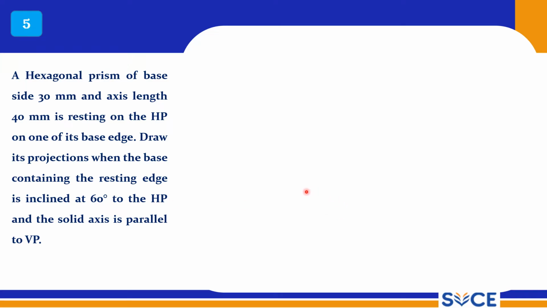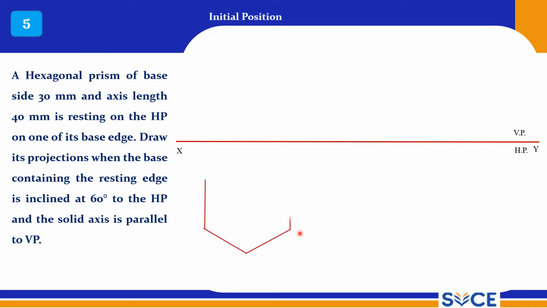So the base itself is making 60 degrees to HP. So that is the slight change from the earlier problem to this problem. And the solid axis is parallel to VP. Now it is a hexagonal prism resting on a base edge. So on the right hand side you draw the simple position.